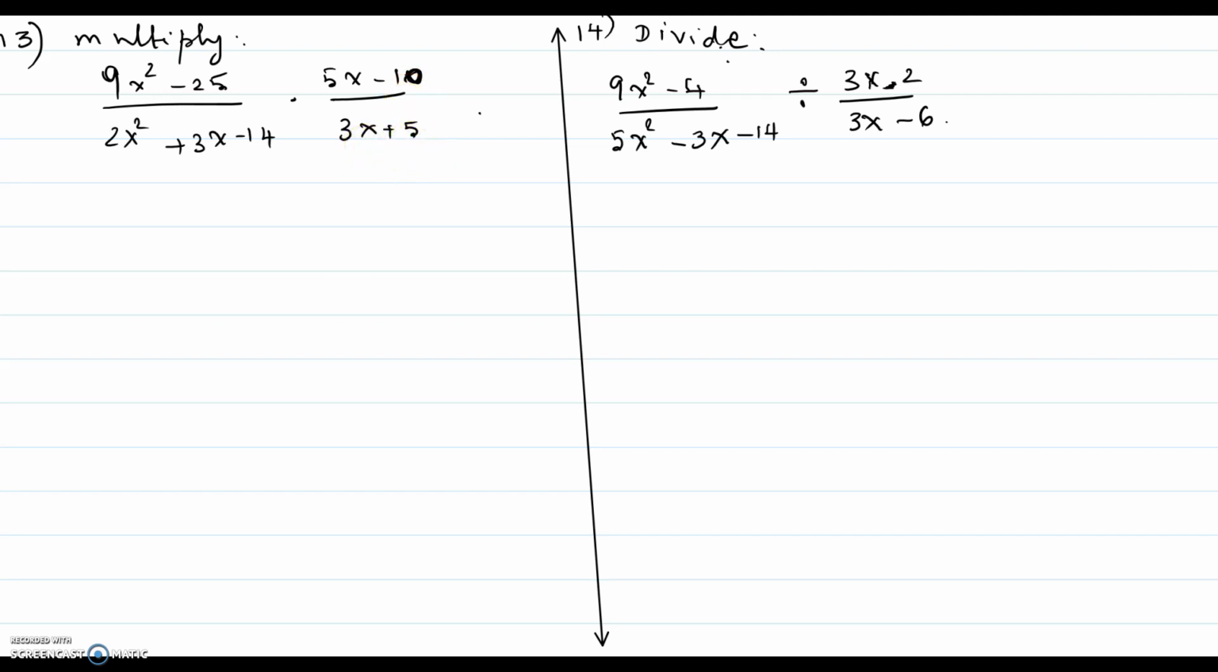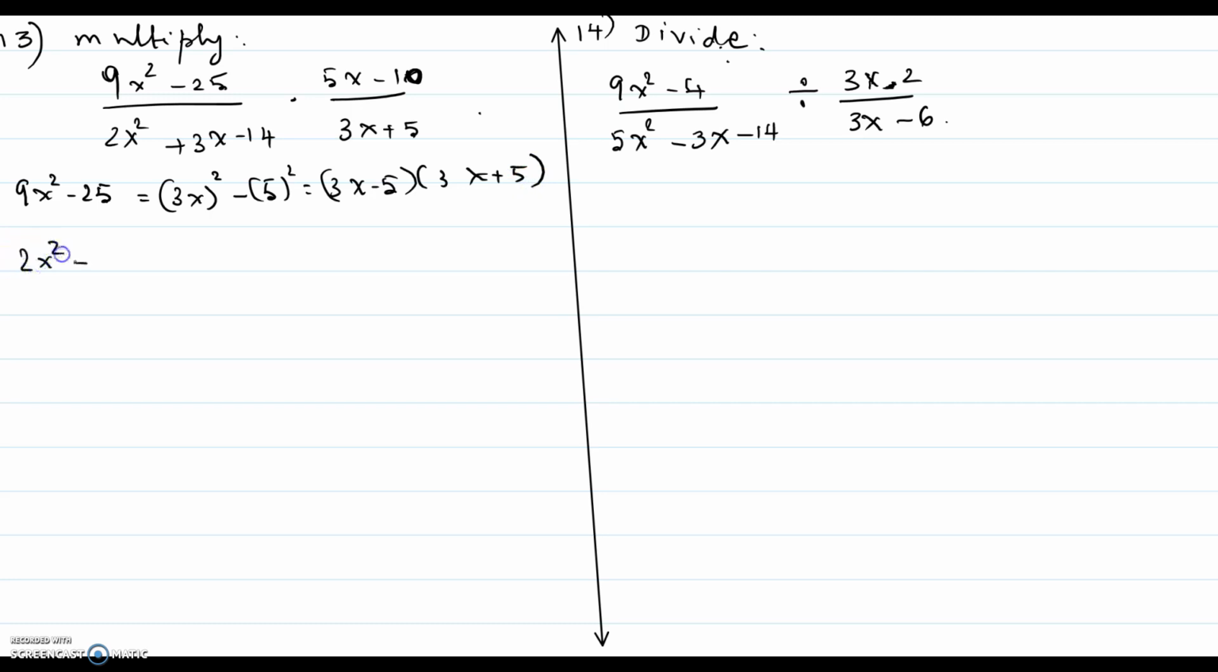So we'll try to factor every expression on the numerator and the denominator. 9x² − 25 looks like difference of squares. So we'll write this as (3x)² − (5)². So it becomes difference of squares, so it is (3x − 5)(3x + 5).